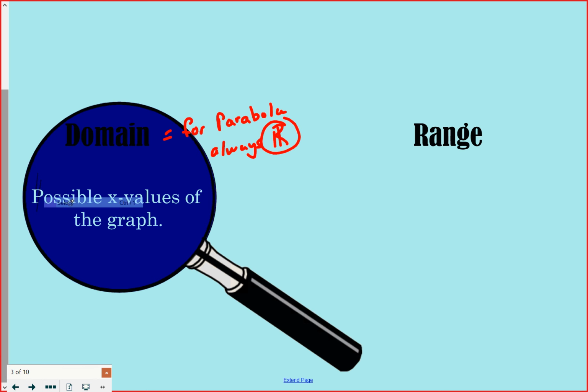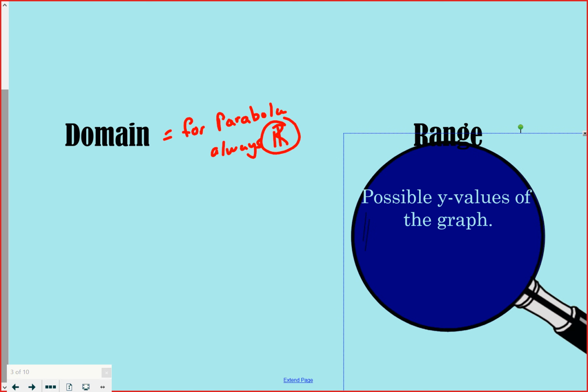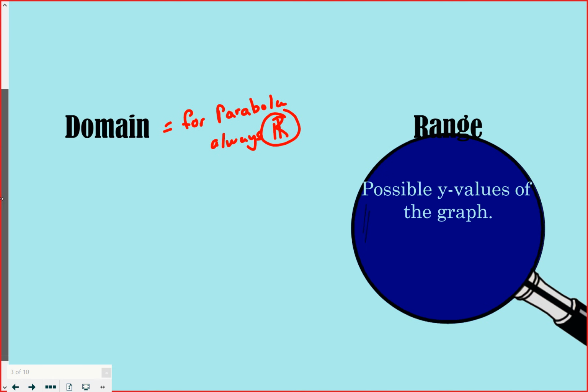The next piece is your range. Your range is all possible y values of the graph. Now this one I can't say all real numbers, because remember, you're going to have a maximum or a minimum value, which will change up the range, which we will discuss later on throughout the notes. Any questions regarding the maximum, minimum, or domain and range? Okay, let's move forward then.